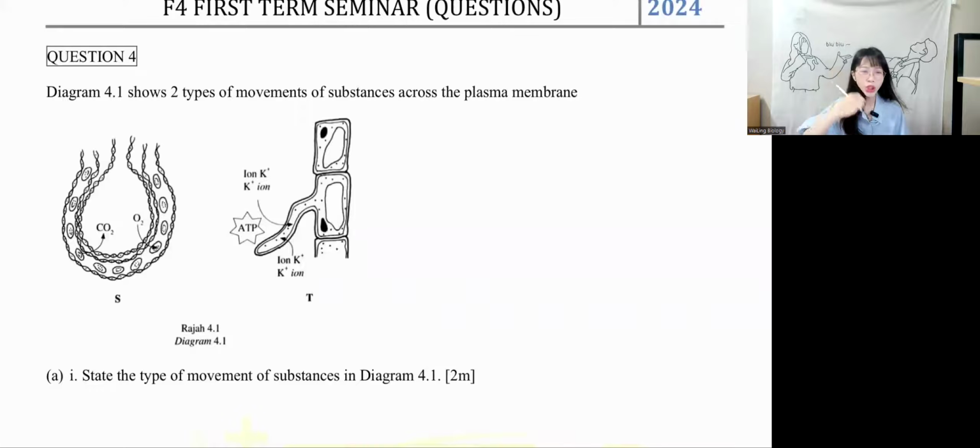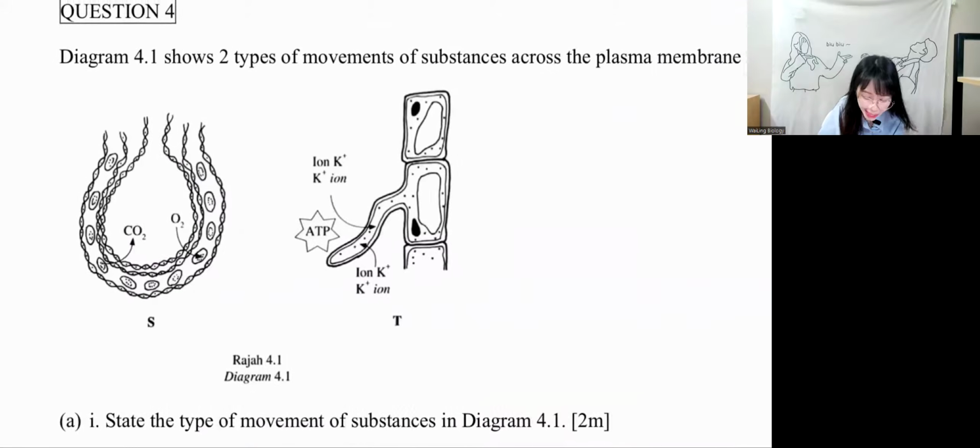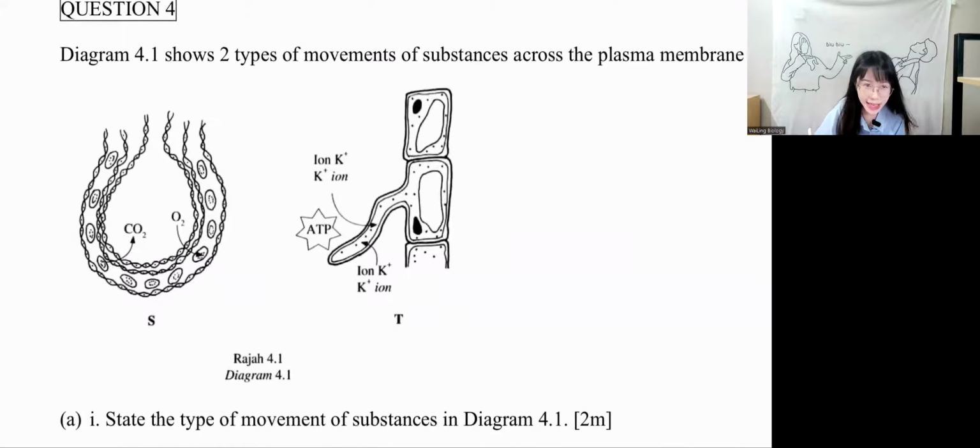So 4.1 shows two types of movement of substances across the plasma membrane. If you look at this diagram, we have to recognize the S and T. If you look at S, what do you think S is? S is a simple diffusion, correct? Because this is the alveolus and blood capillary. We're not going to do this question, but just for you to know, it's simple diffusion. We have carbon dioxide and oxygen.